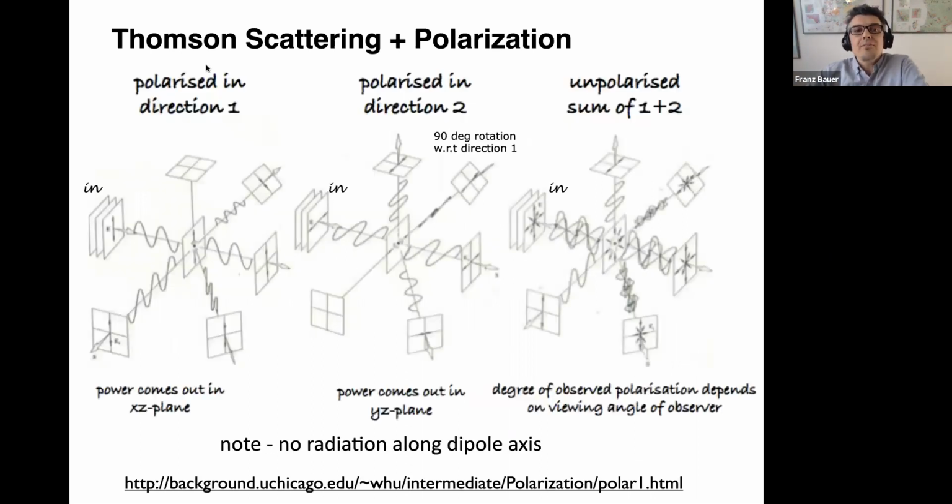So if we have something which is coming in and it has a polarization direction coming like this, and the electron is oscillating in this direction, the preferred plane of scattering is in this direction. So it's perpendicular to the incoming polarization and the oscillation. If we have something which is coming in here and this is oscillating in this direction, we polarize it like this.